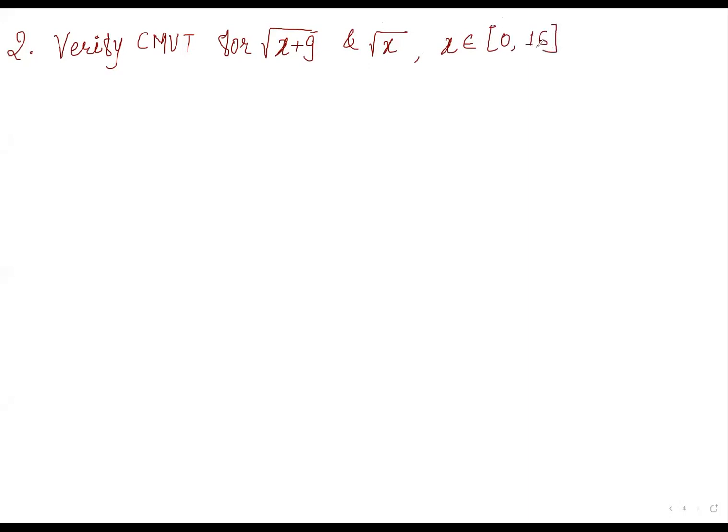Going for second example. Verify Cauchy's mean value theorem for square root of x plus 9 and root x where x belongs to 0 and 16. So let us consider f of x. First value, f of x is equal to square root of x plus 9 and g of x is equal to root x. First differentiate it.